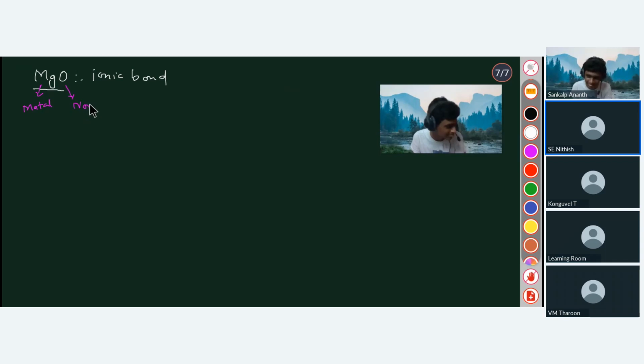I keep not seeing the non-metal. I have a hatred for non-metals. I know, even I have had that since 6th standard.